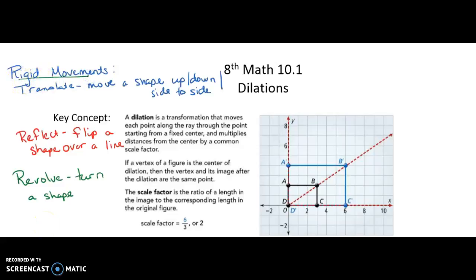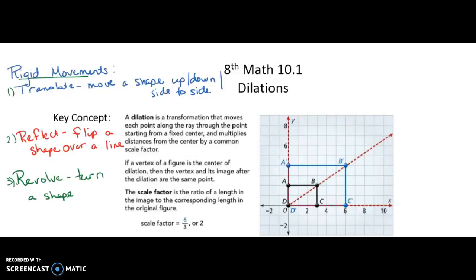The last topic, topic 9, was rigid movements. Those rigid movements, we had 3 of them. The first one was to translate, which means to move a shape up, down, or side to side. We also had to reflect a shape, which is to flip a shape over a line, and revolve a shape, which is to turn a shape around a center point.